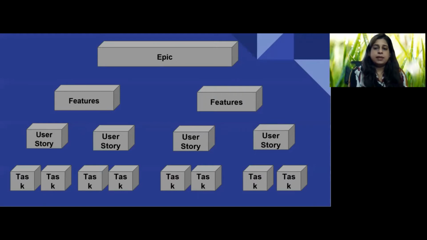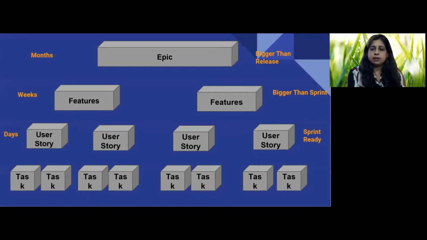To be brief, epics are of months time and bigger than a release. Features are of weeks time and bigger than a sprint. User stories are of days time and are sprint ready. Lastly, tasks are of hours time.